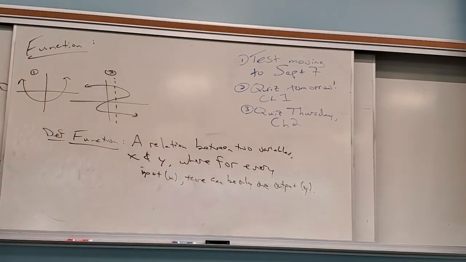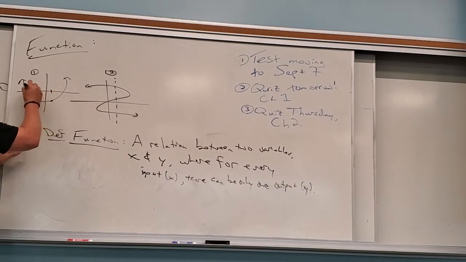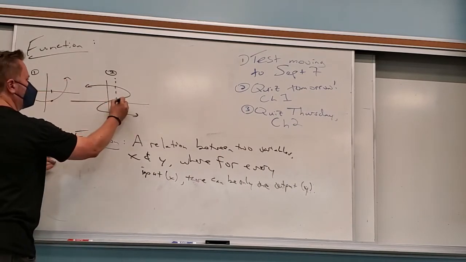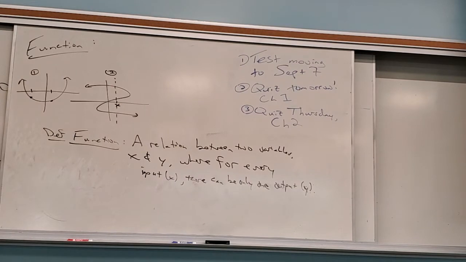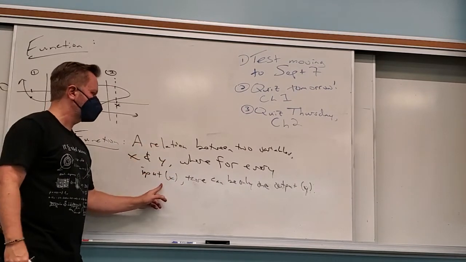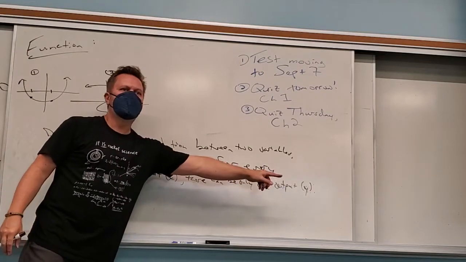It's a relationship between two variables. So these are relationships between two variables, right? When x is this, y is that. When x is this, y is that. What's the problem here? What about this x right there? How many outputs does it have? Three. So it's not a function because there's an x where there's more than one output.